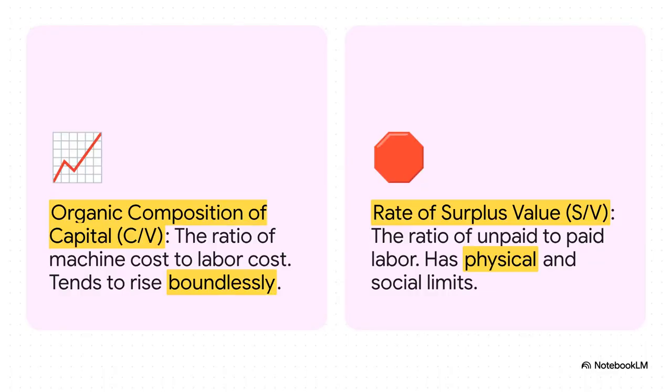And that right there is the core problem. The amount of machinery per worker can basically rise forever, but the amount of surplus value you can squeeze out of a human worker, that has very real limits. I mean, there are only 24 hours in a day, and you can only push wages so low.